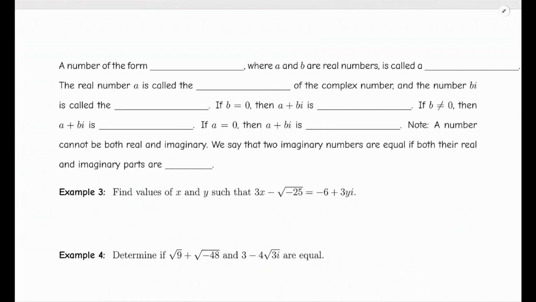A number of the form a plus bi, where a and b are real numbers, is called a complex number. The real number a is called the real part of the complex number, and the number bi is called the imaginary part.